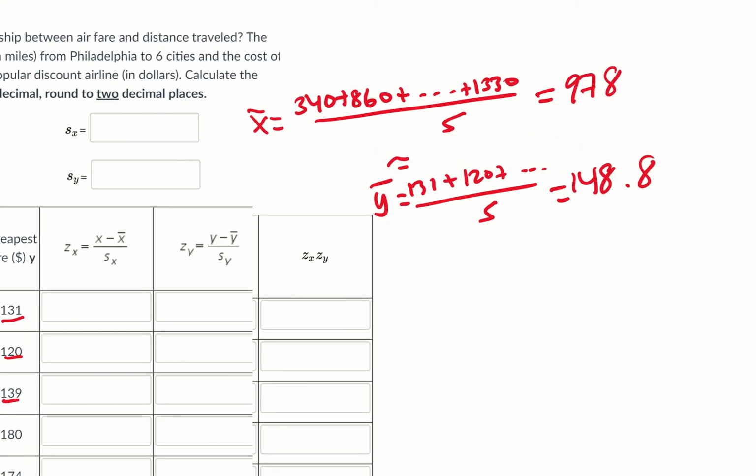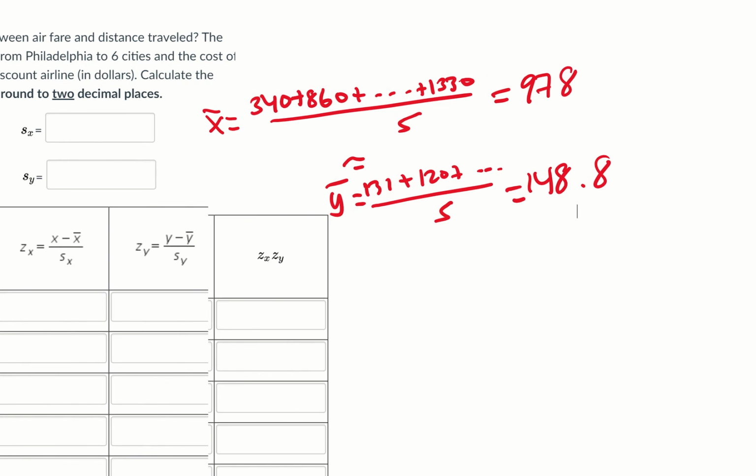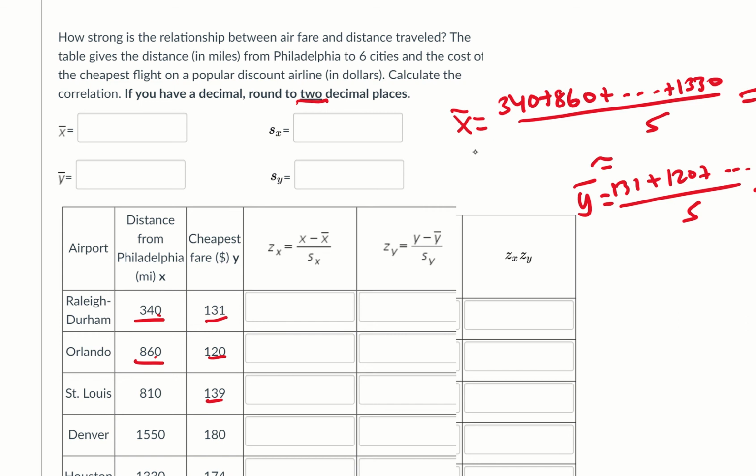All right, so I went ahead and calculated the average. Here the average is 978, but since they wanted 2 decimal places, 978.00 is what you would have to type into the computer. And then for y bar, I got 148.8, so make sure to include that extra 0 for 2 decimal places: 148.80.